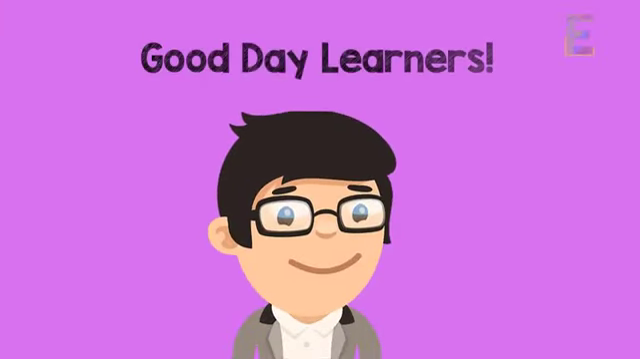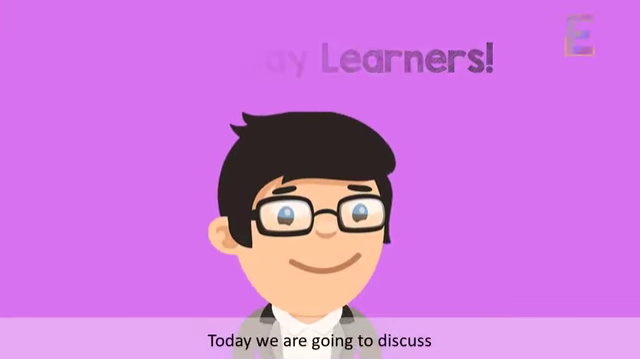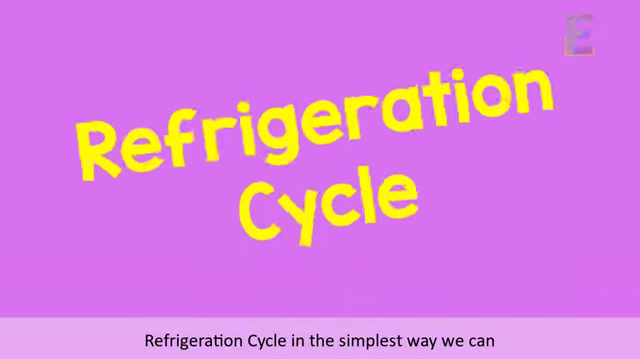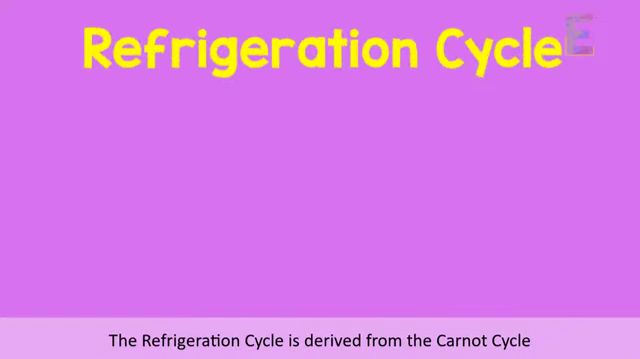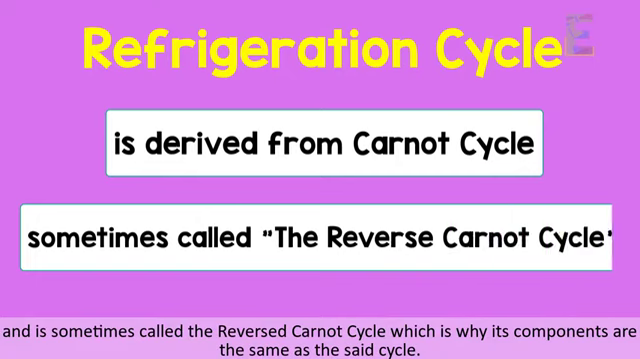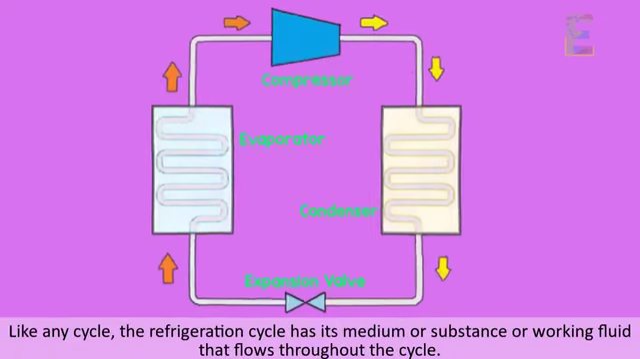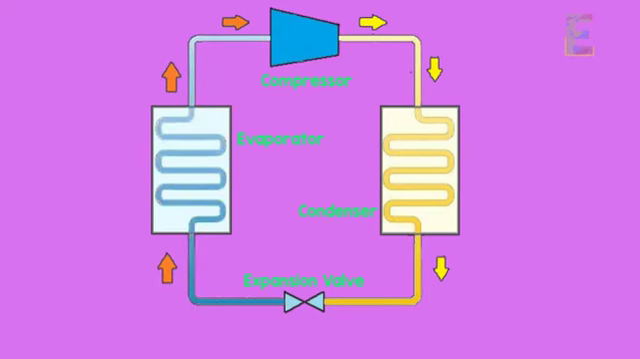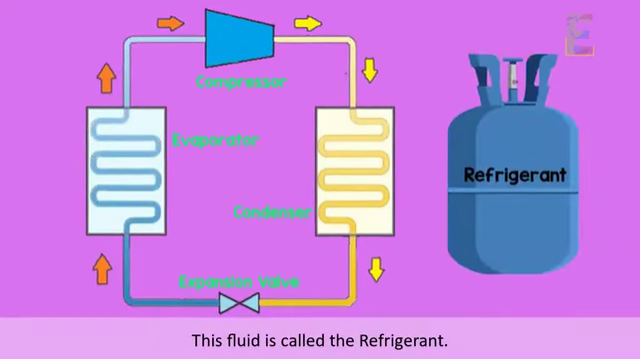Hello, learners. Today, we are going to discuss the refrigeration cycle in the simplest way we can. The refrigeration cycle is derived from the Carnot cycle and is sometimes called the reversed Carnot cycle, which is why its components are the same as the said cycle. Like any cycle, the refrigeration cycle has its medium, or substance, or working fluid that flows throughout the cycle. This fluid is called the refrigerant.